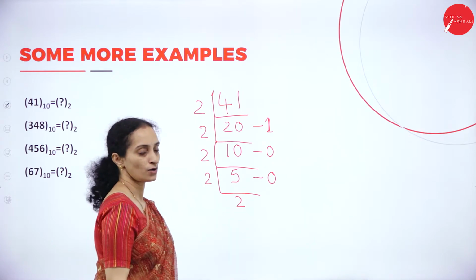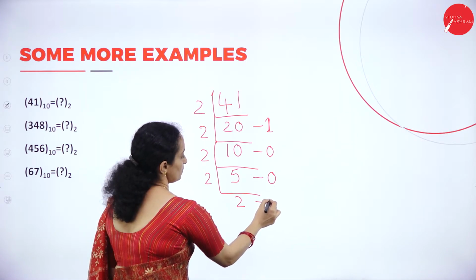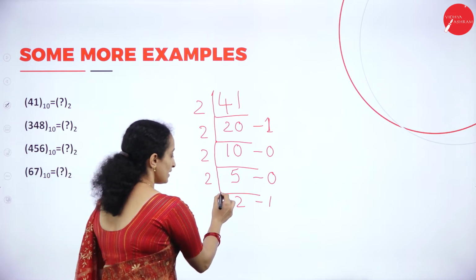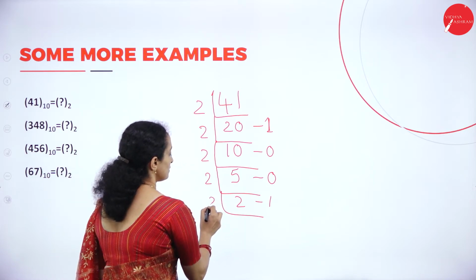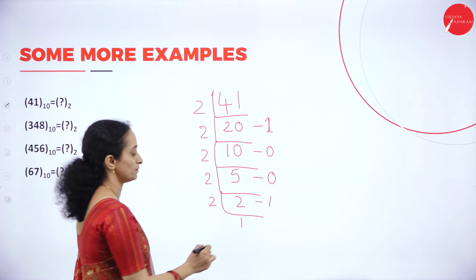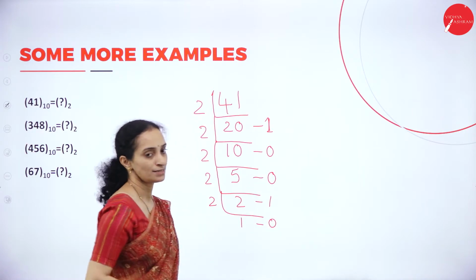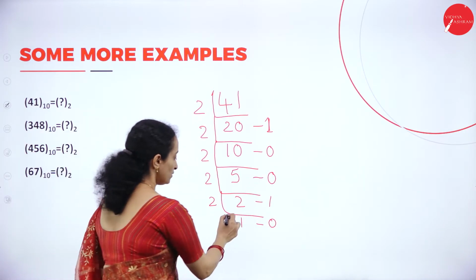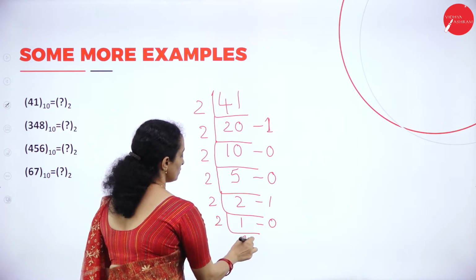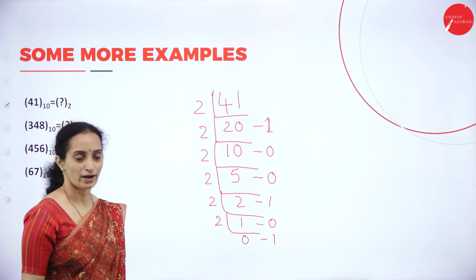2 is the quotient and 1 is the remainder. Again, I'll divide: 2 ones are 2, remainder is 0. If you want, you can further divide. 2 divided by 2, quotient is 0, remainder is 1.